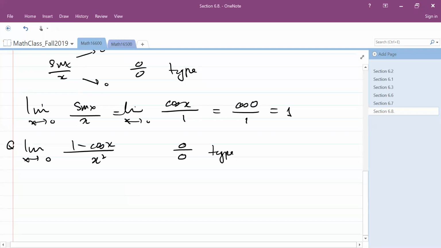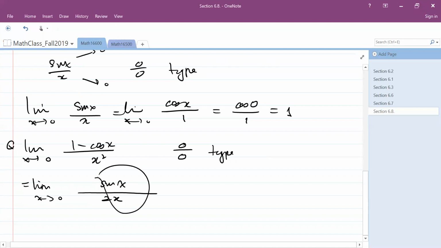Each time you apply L'Hopital's rule to differentiate the numerator and denominator to find a limit, you have to check the type each time. Otherwise, you end up with a wrong result. The derivative of negative cosine x is sine x, and the denominator x squared has derivative 2x. Then this limit is going to be 1.